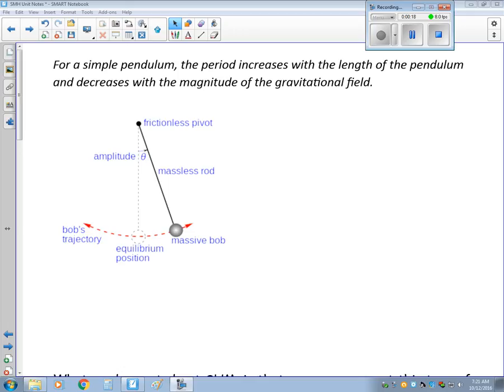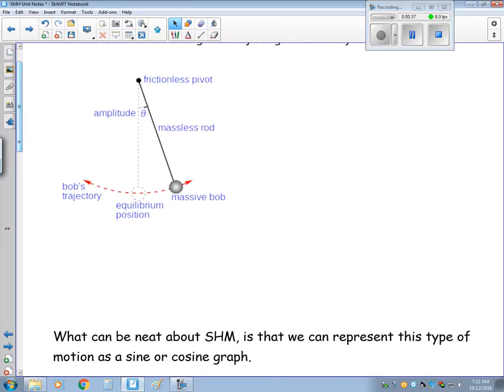So for a simple pendulum, the period will increase with the length of the pendulum and decrease with the magnitude of the gravitational field. So keep that in mind. When we get our formula for period, those two things should be true. Let's begin by making a diagram of the forces acting on this pendulum.